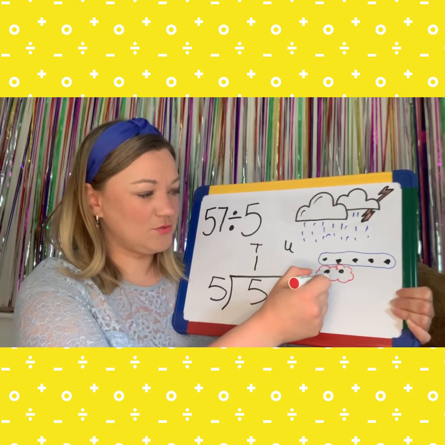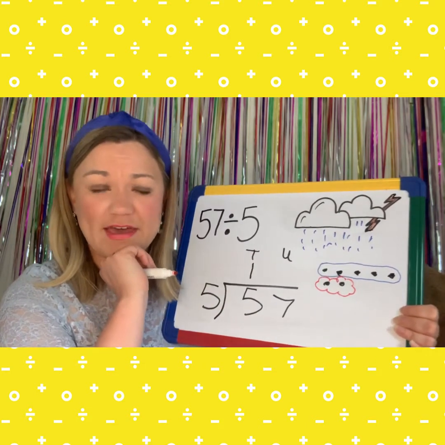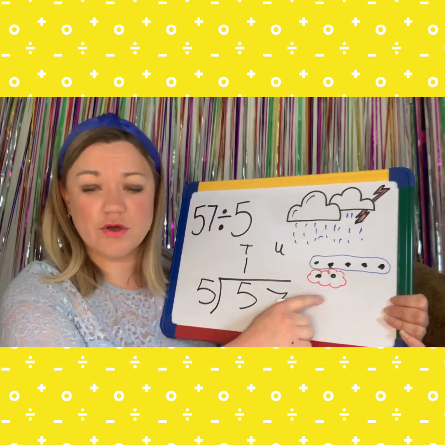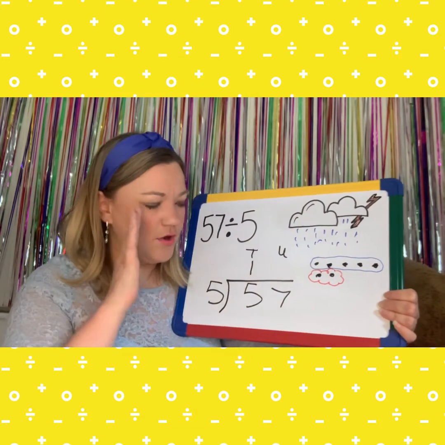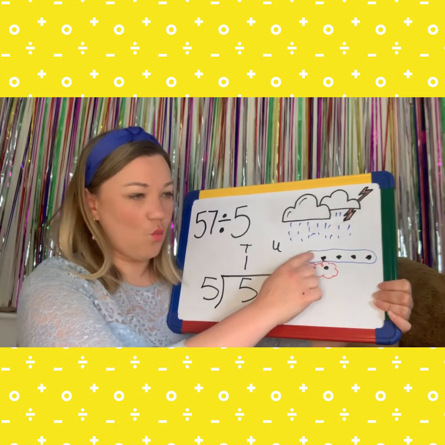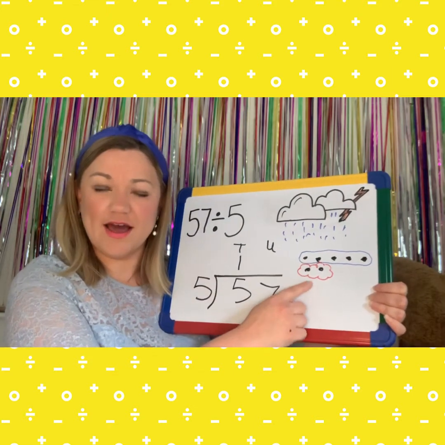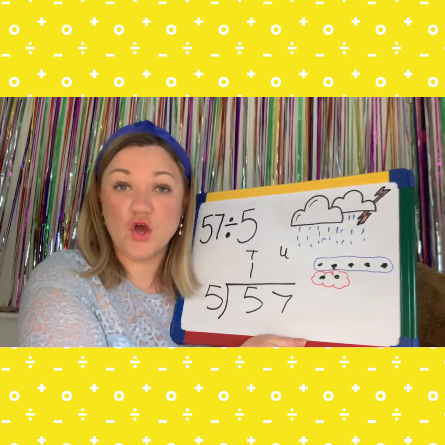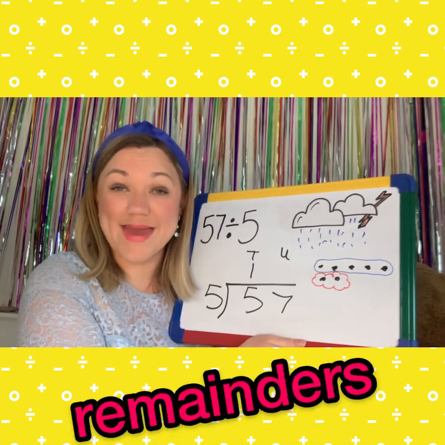Oh, what about these ones? They're left over, aren't they? 2 are left over. Okay, so in 7, how many 5s are in 7? Well, there's one set of 5 in 7, and then there are 2 left over. We can call those remainders.